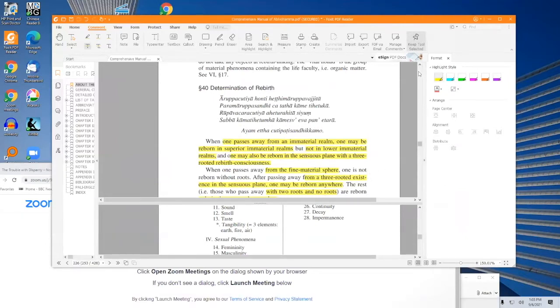Okay, so we've been doing chapter 5, which deals with what's called the process-freed types of consciousness, primarily with the nature of death and rebirth. Now we have a few sections to finish up this chapter. Then we'll go into the section on material form. So this section here, number 40, deals with the determination of rebirth.